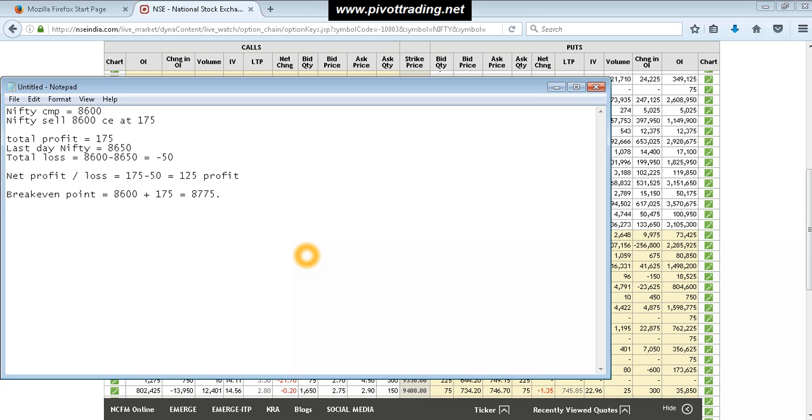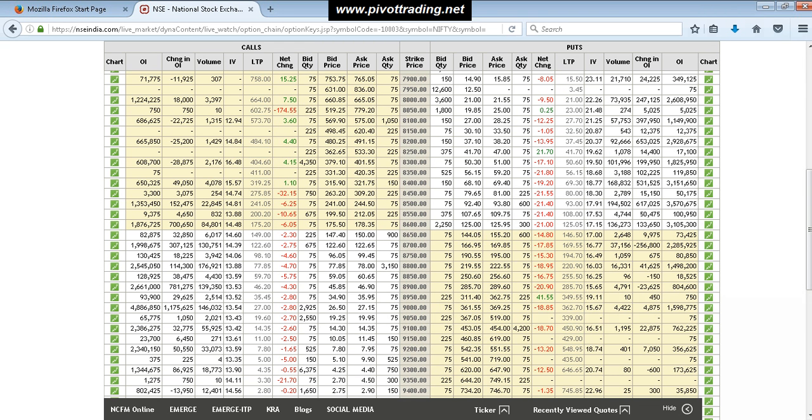Now if the Nifty goes above 8775, then your loss will start. If the price stays below 8775, you will always remain in profit. Okay, so this is how you need to calculate your break even point before you buy or sell any particular options.